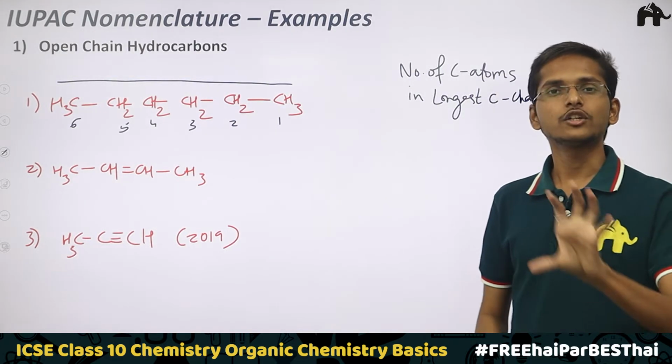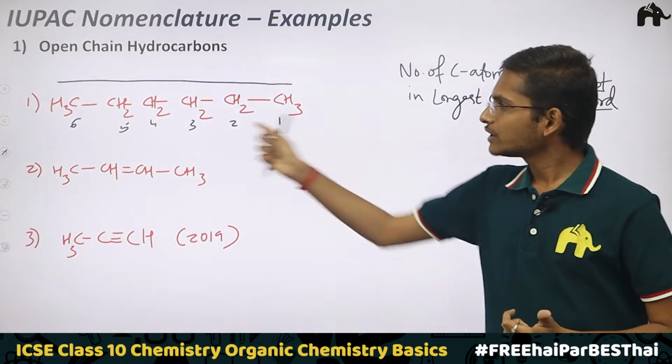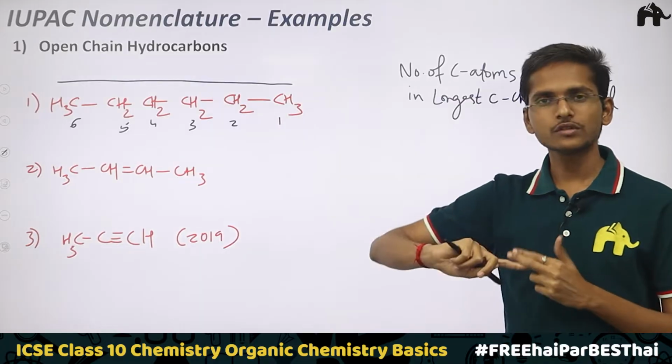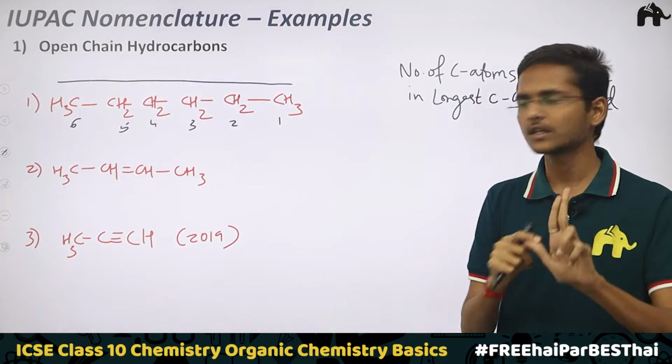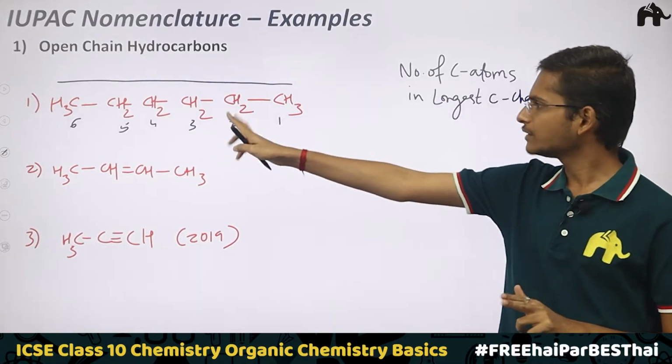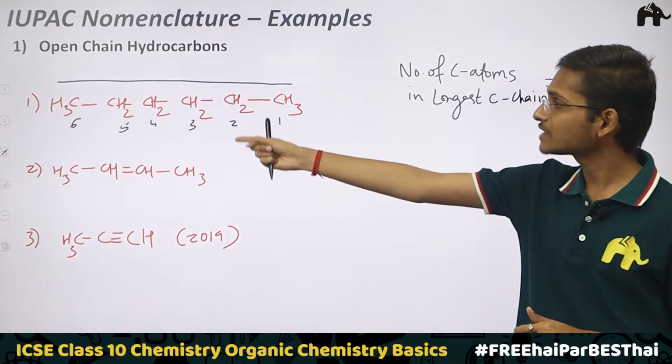Our first job is to find the root word. Okay, it's the very easy part. So now here also, after following the first two rules, the selection of the longest carbon chain and the numbering of the carbon chain, we would find out the root word. We can find the root word by knowing the number of carbon atoms in the longest carbon chain, which is now 6 in this case.